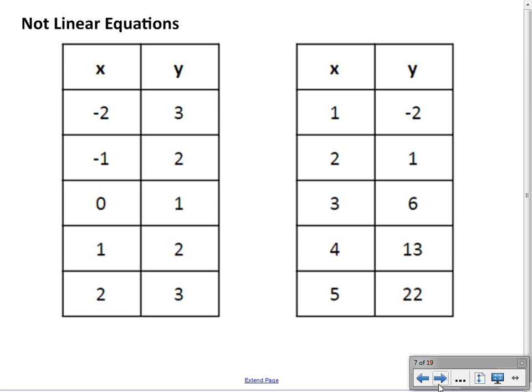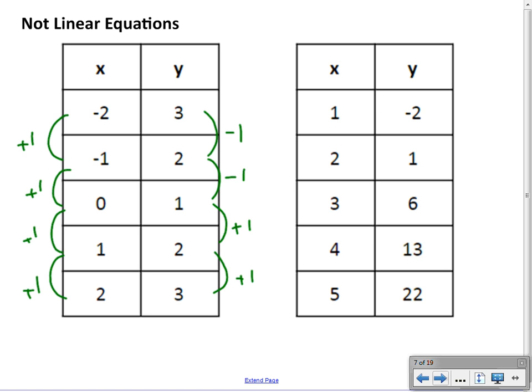So here are some examples of tables that do not represent linear functions. Now, if we look at the x values, we can see that, yes, there is a constant change in the x values of plus 1, but when we go and check our y values, it's not, because we have to subtract 1 the first time and the second time, but after this, we add 1 and we add 1. So we go from subtracting 1 to adding 1. If we're changing what we're doing, then it's not constant anymore. So this is not linear.